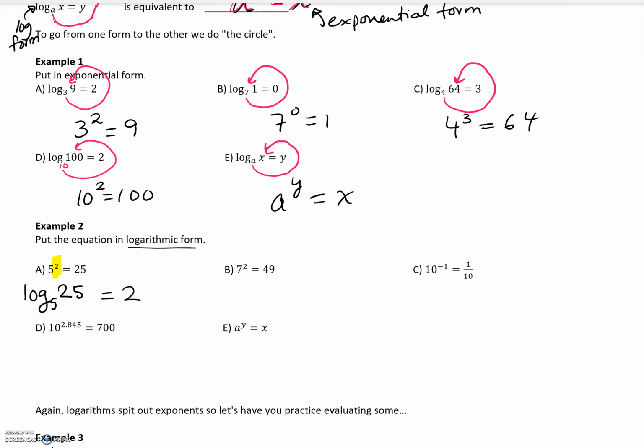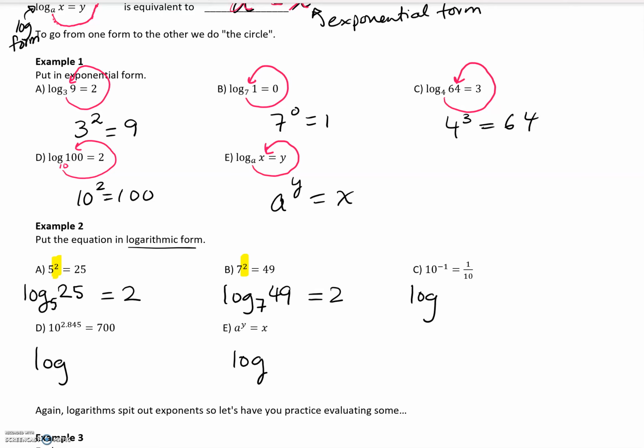And the next one, for all of these, since I'm putting them in log form, let me just fill that in and put the log in, because if I'm putting it in log form, I'm going to need the word log. So the base in this problem in part B is 7, and the exponent that got spit out must be 2. So I'll put that on the other side of the equal sign. So the argument must have been 49. And if I do the circle on that, 7 to the second does give me 49.